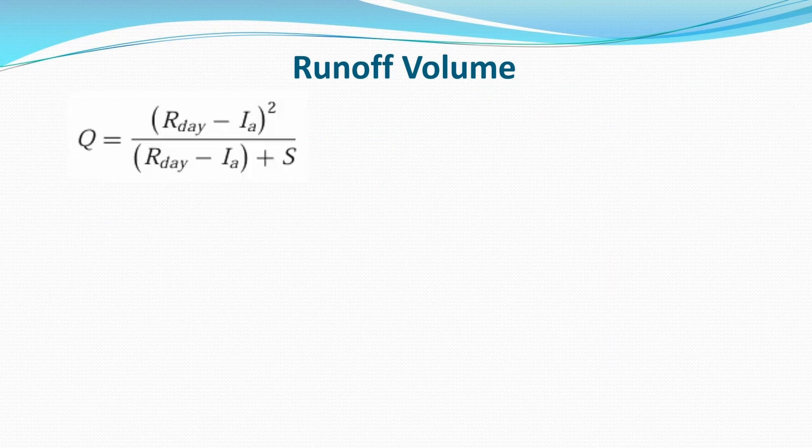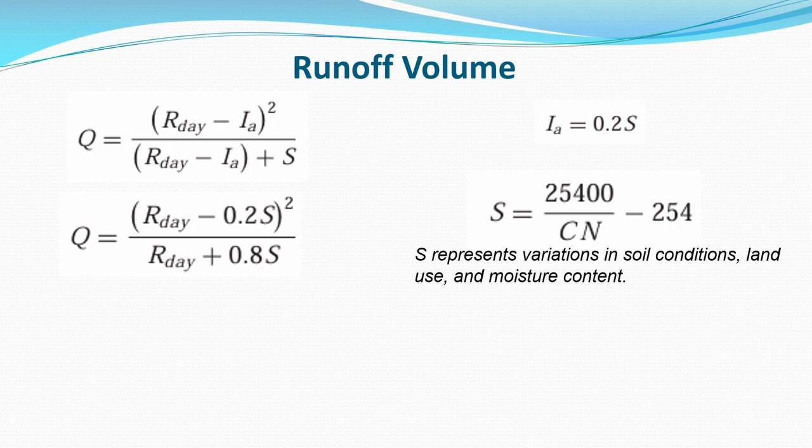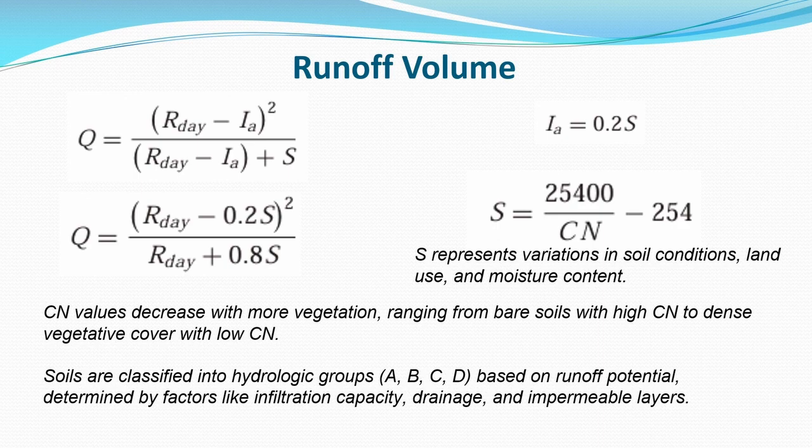If we substitute initial abstraction equal to 0.2 S, then the equation will take this form: R day minus 0.2 S whole square divided by R day plus 0.8 S. S can be calculated using this equation. S is equal to 25400 divided by Cn, the curve number, minus 254. S represents the variations in soil conditions, land use and moisture content.